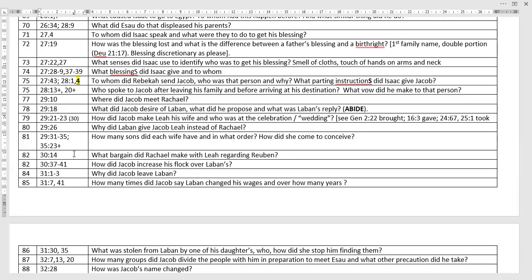Question 82. What bargain did Rachel make with Leah regarding Reuben? That is in chapter 30, verse 14. I'll read for you. And Reuben went in the days of wheat harvest and found mandrakes in the field, and brought them unto his mother Leah. Then Rachel said to Leah, give me, I pray thee, of thy son's mandrakes. And you can read the story.